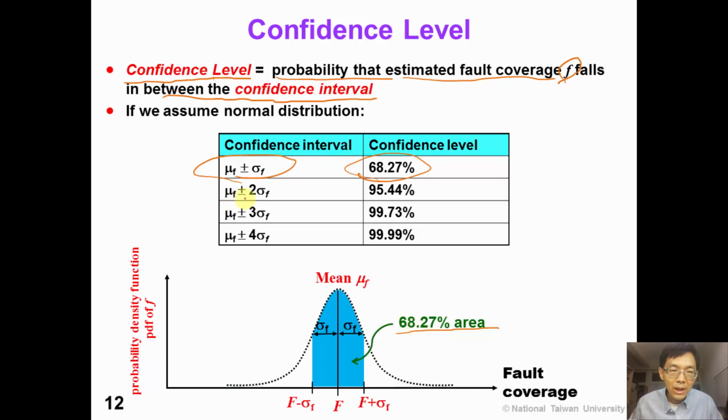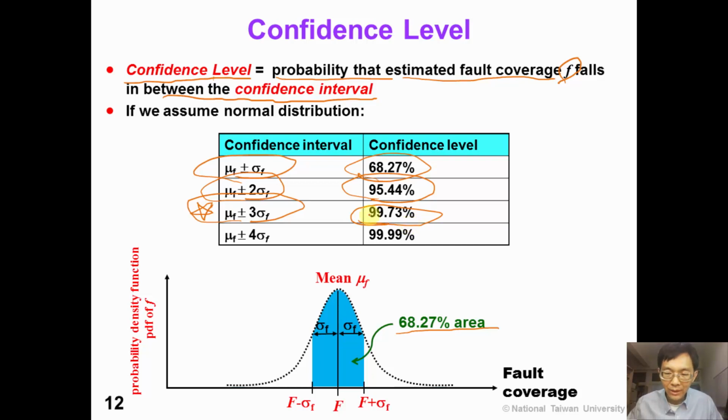If we increase our confidence interval to plus and minus 2 sigma f, then our confidence level would increase to 95.44%. The most useful confidence interval is plus and minus 3 sigma f. In this case, our confidence level would increase to 99.73%, which is good enough for many cases.